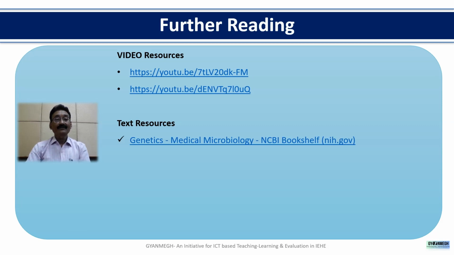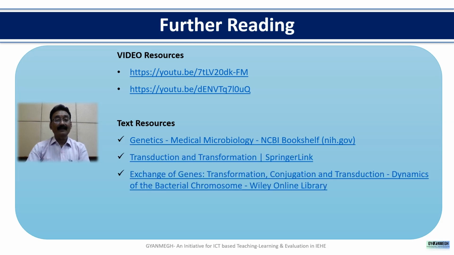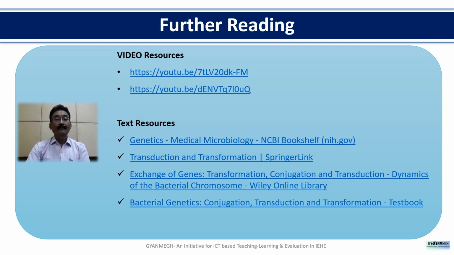Text resources, if you see, these are the text resources: Genetics, Medical Microbiology by NCBI Bookshelf; Transduction and Information by Springer Link; Exchange of Genes: Transformation, Conjugation and Transduction, that is, Dynamics of the Bacterial Chromosomes; Bacterial Genetics; Conjugation, Transduction and Transformation; and Bacterial Recombination, that is in PubMed literature.